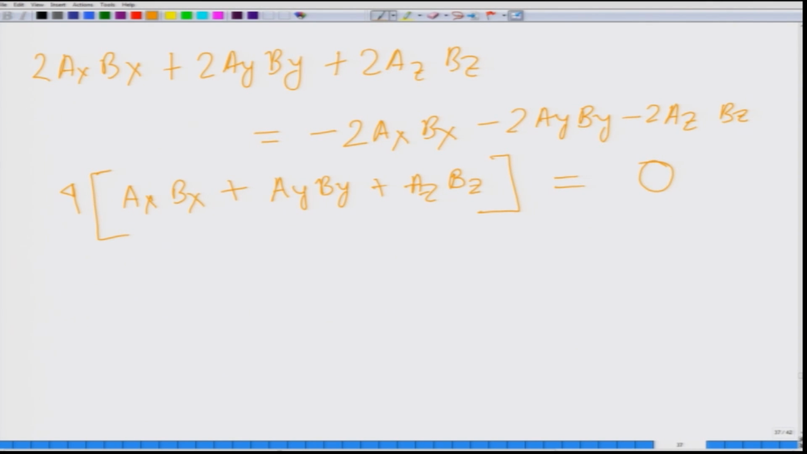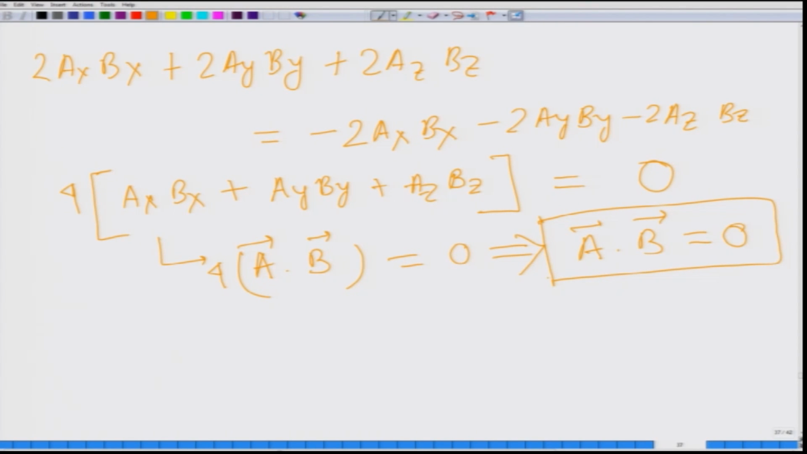Now this is nothing but 4 A dot B is 0, or A dot B is 0. So the dot product between the two vectors A and B is 0. So A is perpendicular to B. So this is what we wanted to see.